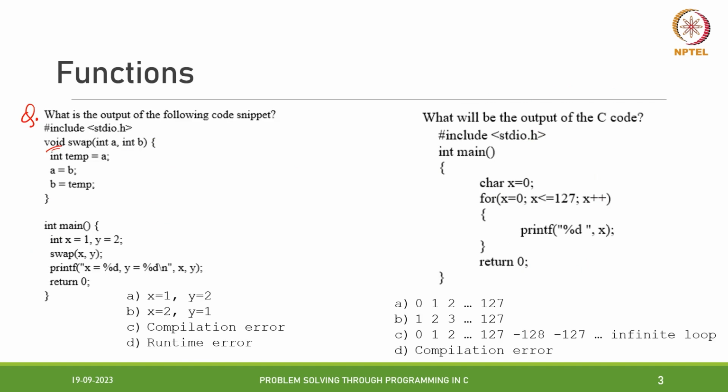Alright, so let's go back to the question. This is a function called swap, which is of void type, so it doesn't return anything. It takes two integers and swaps the values of the integers. Now in the main function, we are defining two integer variables x and y, setting the values to 1 and 2. Now we are calling the swap function with x and y, that is with the values of 1 and 2, and now we are printing the values of x and y. So what will be the output of this code snippet?